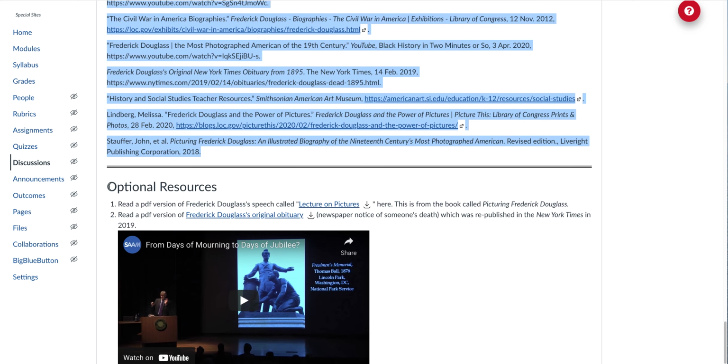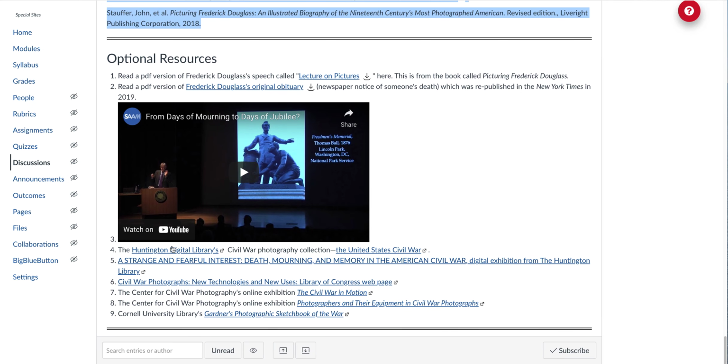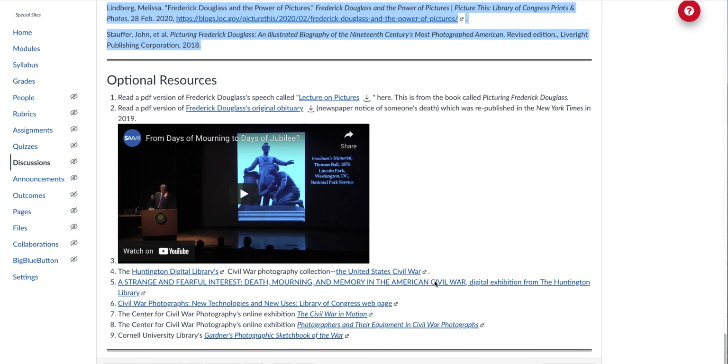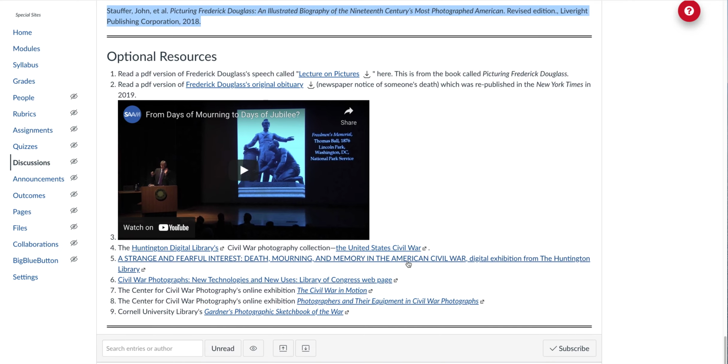And then finally, at the end, I'm including some optional resources. If you feel like you just didn't get enough on Frederick Douglass, you can read one of his actual speeches. You can read his obituary. So that's the newspaper notice of someone's death. And then I'm just including some other Civil War resources here just in case you're interested. These are completely optional. You can totally ignore them if you want to, but if you do want them, they are here.